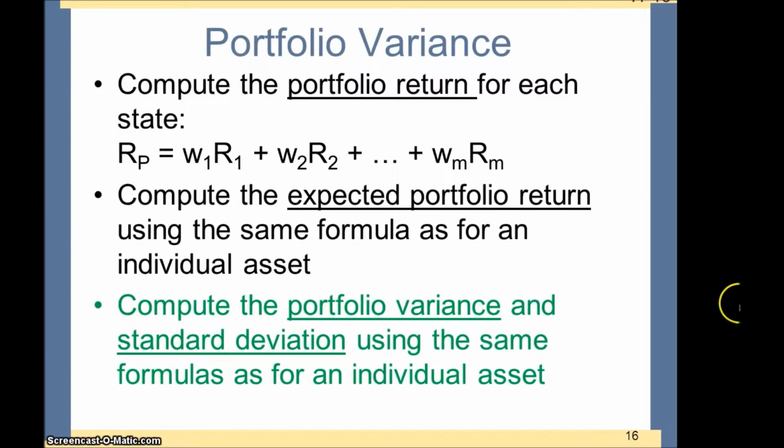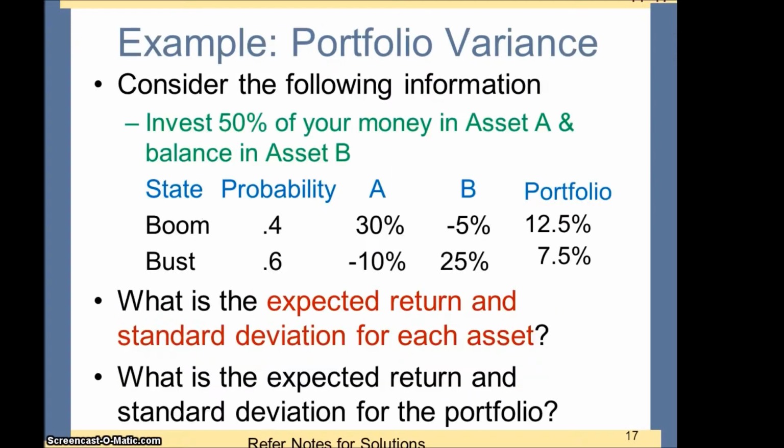Alright, let's see how you can calculate portfolio variance. To calculate the portfolio variance and standard deviation, we will use the same formulas as for an individual asset, which means the workings are actually the same. Let's take a look. First, we review the expected return and the standard deviation for each asset. For each asset means for an individual stock.